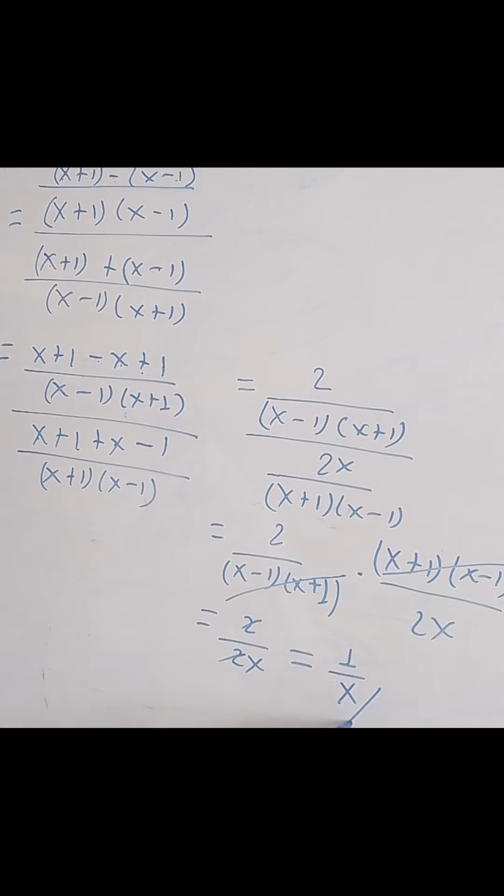Now 2 divided by 2, we have 1. So the lowest term of this expression is 1 over x.